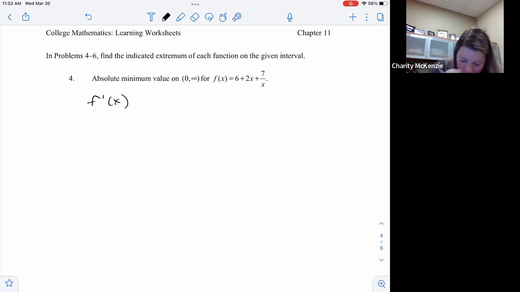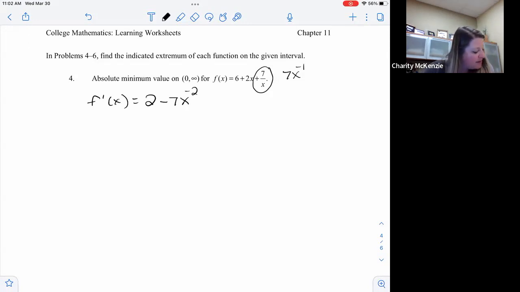And we'll do each term. So 6 disappears, we get that 2. And we could rewrite this as 7x to the -1 because it's just a number on top. If you did the product rule on that one, you could get the same answer, but you don't have to because it's easier to think of as a -1, but either way. Then the -1 times the 7 is -7x to the -2. And that's our first derivative.